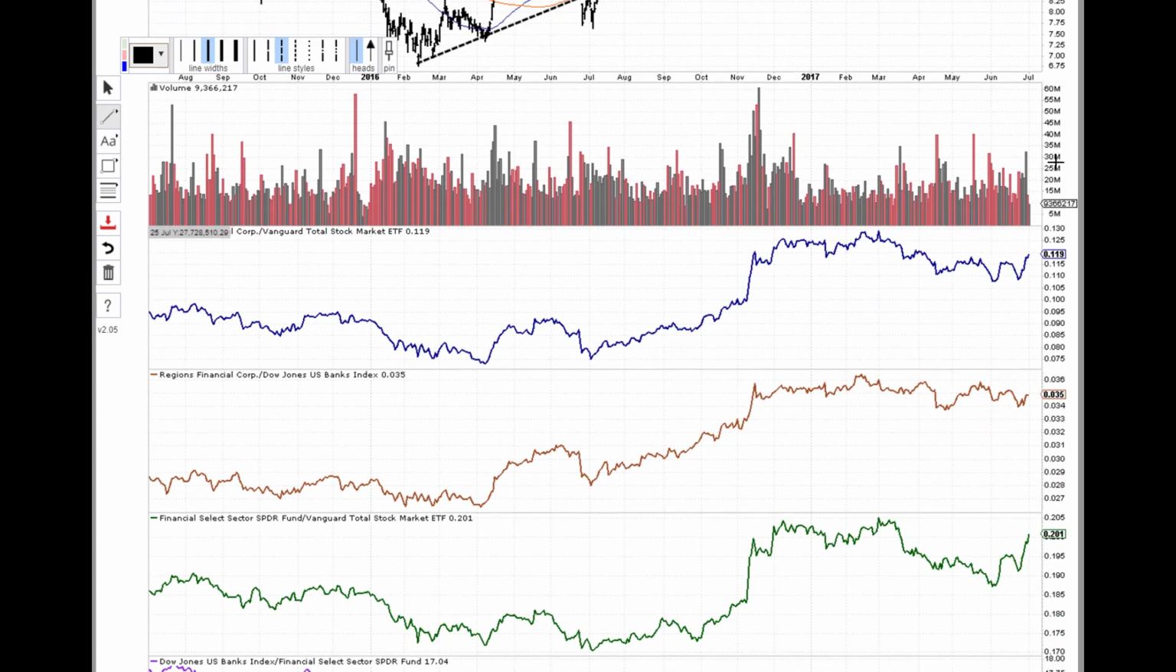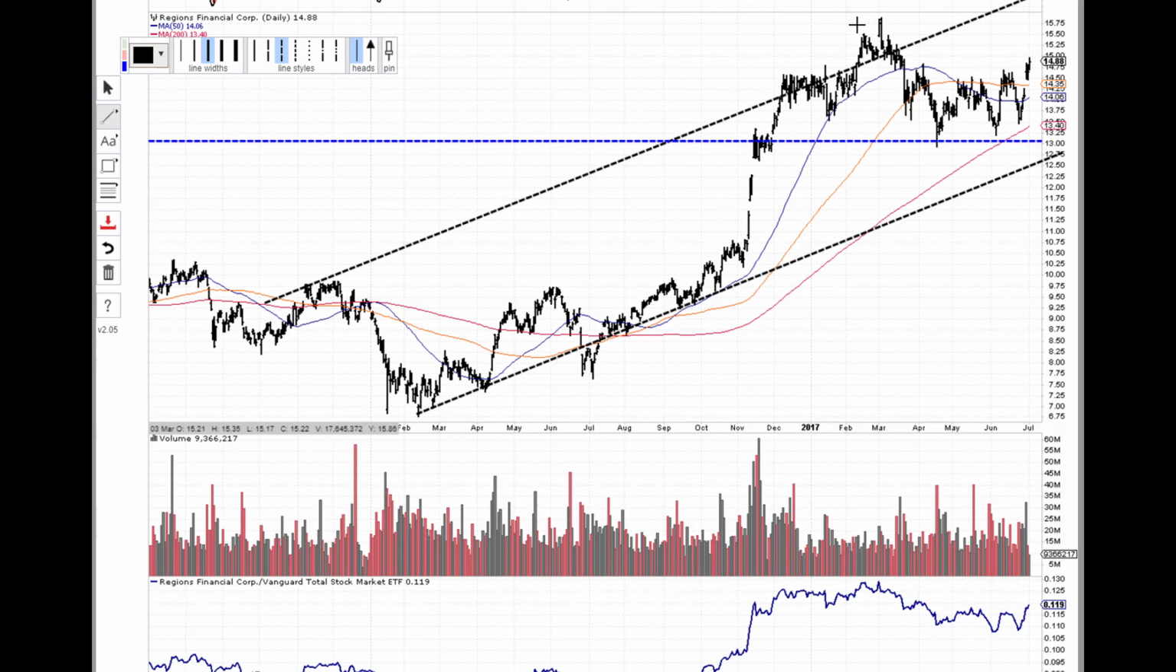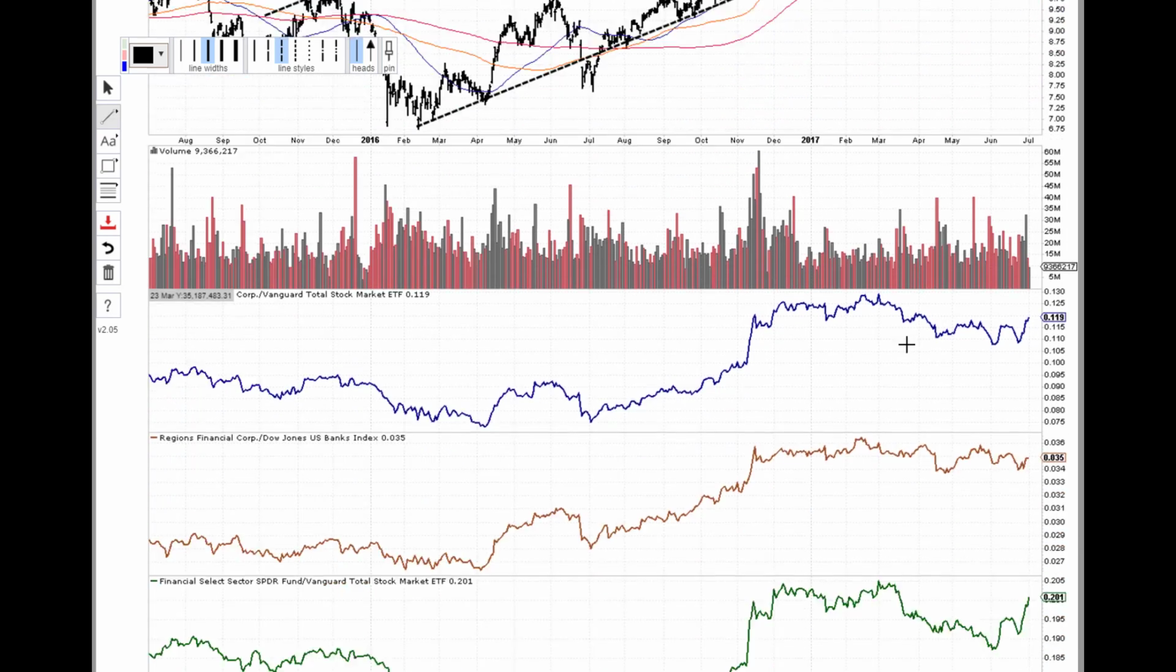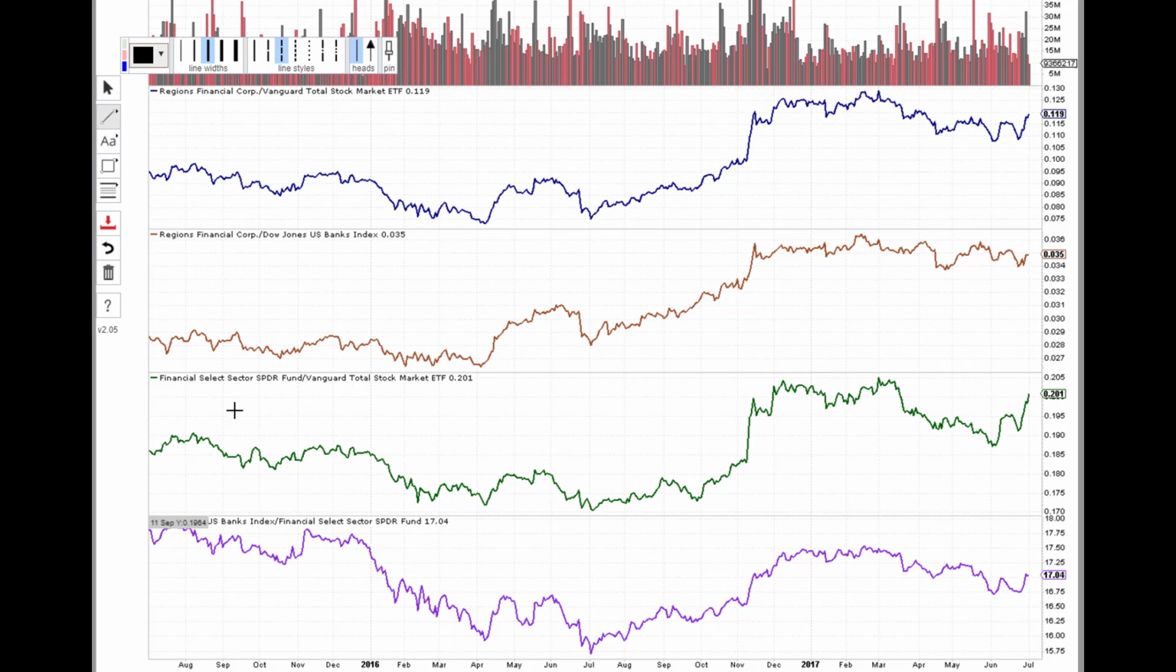If we look at sector strength or relative strength, we can see that Regions Financial has been an outperformer. It's outperformed the market. It's outperformed the index. It's kind of been trading sideways as it's been working off these overbought conditions through lateral trading. And if we look at the sector relative to the market, we can see obviously that the financial sector had rallied and has outperformed.